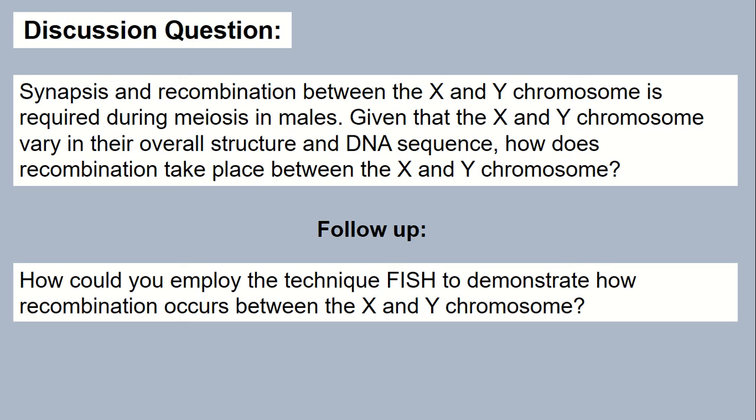Okay, I made a big point earlier during this lecture of talking about how this crossover occurs because of sequence similarity. Okay, so I want you to actually look into this, and you may need to get on the internet and poke around a little bit to find an answer to this one. And then as a follow-up to this question, I want you to take this one step further. I want to try and bring this back to something we've talked about before, which is this method called FISH, or fluorescence in situ hybridization. So as a follow-up, how could you employ the technique FISH to demonstrate how recombination occurs between the X and Y chromosome? Or how can you use FISH to show how this might happen?